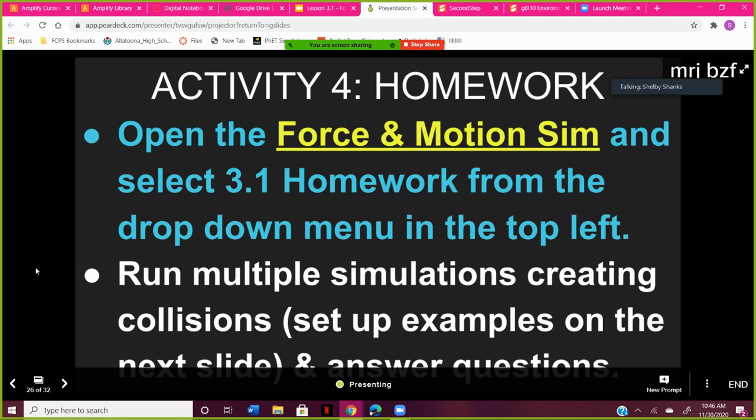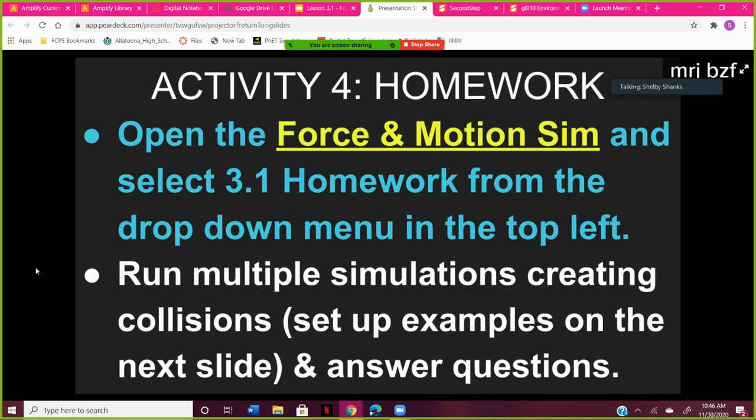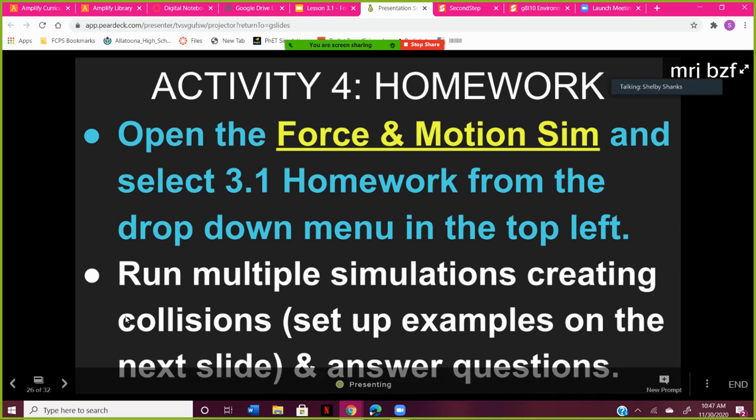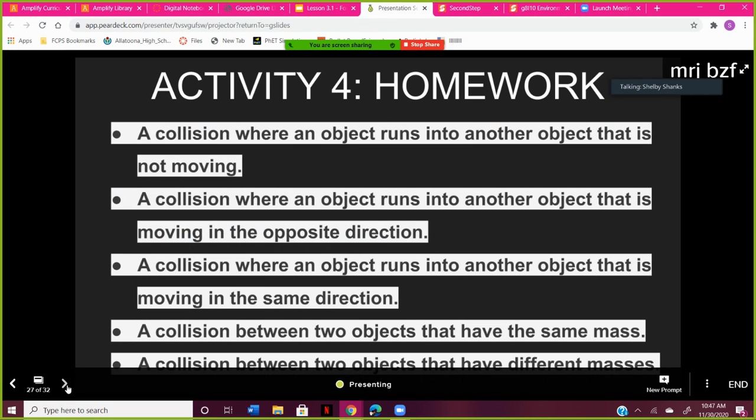All right, so the last thing that you guys have to do is the homework. It is activity 4. You're going to open up the Force and Motion sim and select the 3.1 homework from the drop-down menu in the top left corner. You're going to run multiple simulations creating collisions. These setup examples are on the next slide, and they are also on Amplify. You've got a few questions to answer after that.